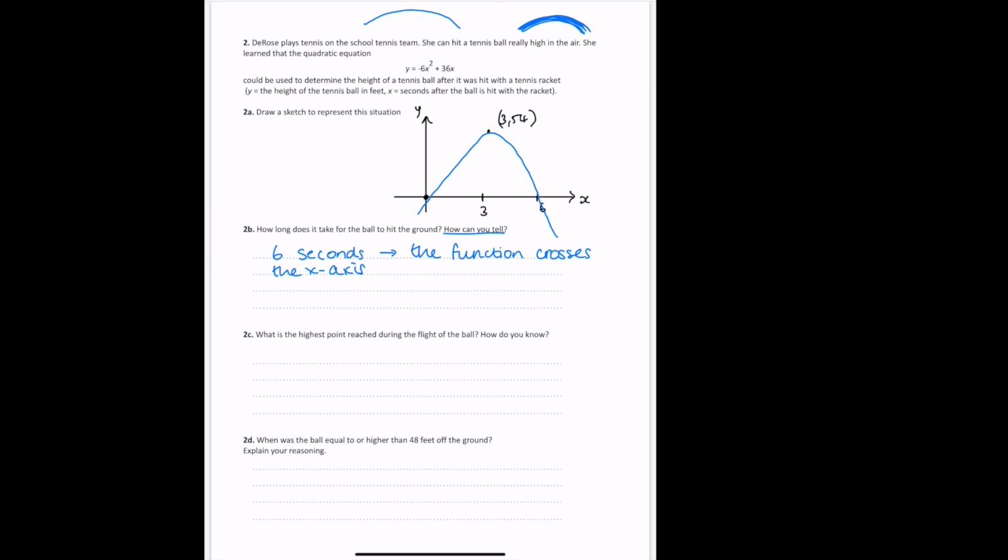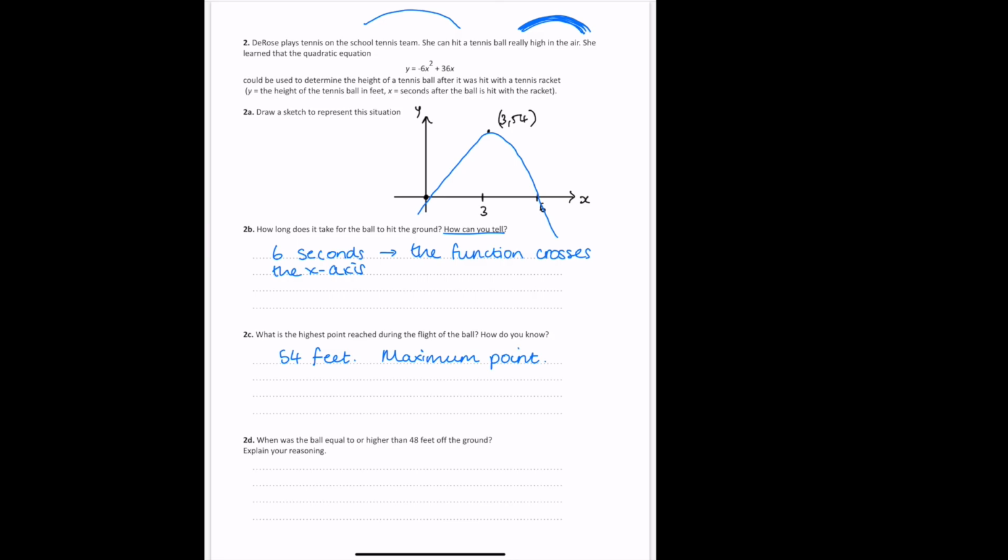Okay. And then the next question, what is the highest point reached? Well, the highest point is 54. We're told that this is in feet, so 54 feet, which is the height it reaches here. And it does that in 3 seconds. So the highest it reaches is 54 feet, and we can see that because it's just the maximum point.